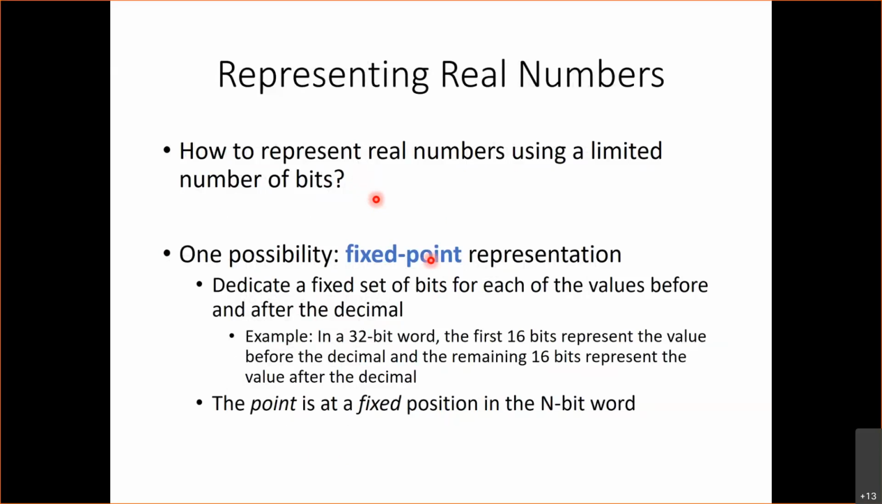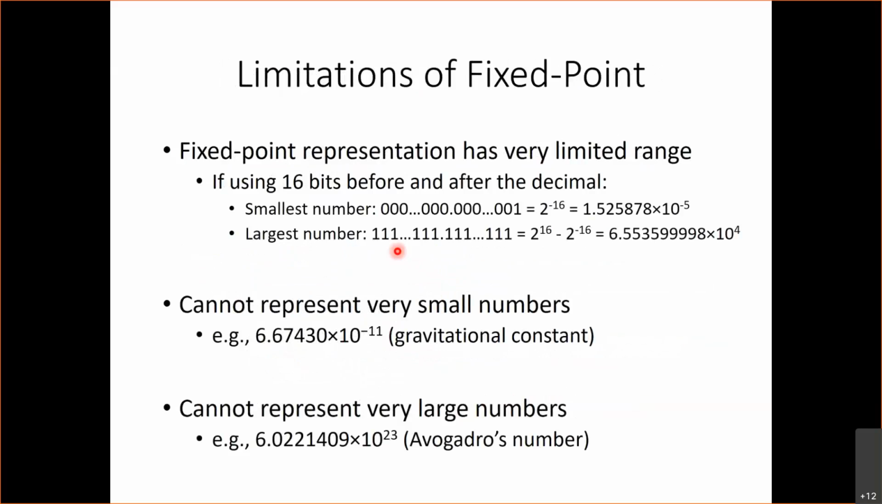One possibility was fixed point, and we saw how with fixed point, we simply said, okay, if I have 32 bits, I'll consider that some of these bits are going to be the bits to the left, and some of these bits are going to be the bits to the right. So maybe 16 bits are the bits to the left, and 16 bits are the bits to the right. And we have this imaginary point in between these 16 and 16 bits. And we call this fixed point because the decimal point was in a fixed position with respect to the bits in the 32-bit word. But we saw that the limitation of fixed point is that we have very limited range.